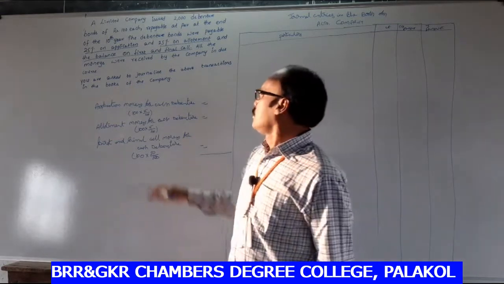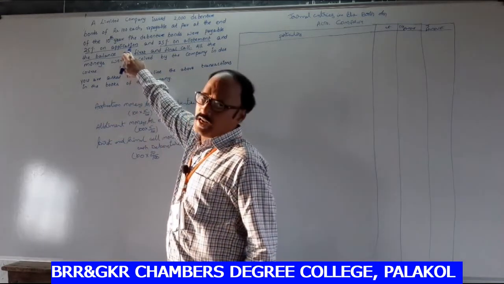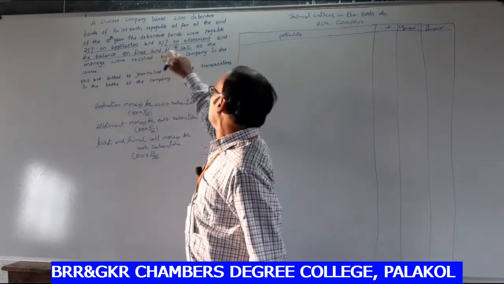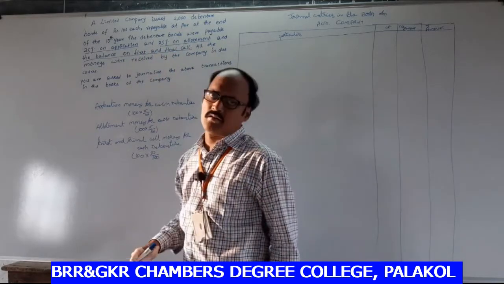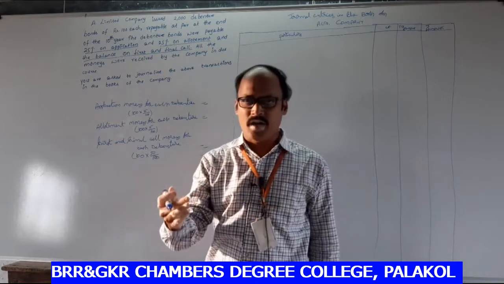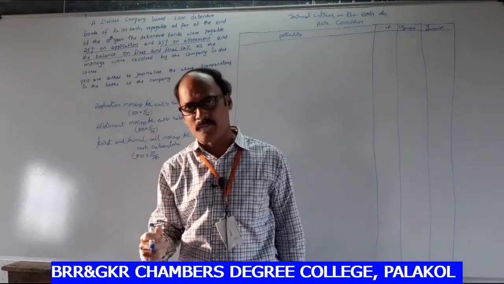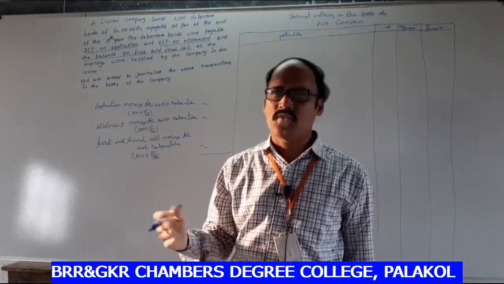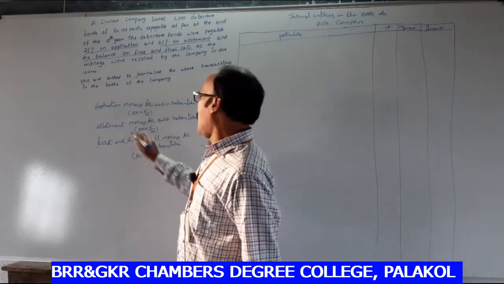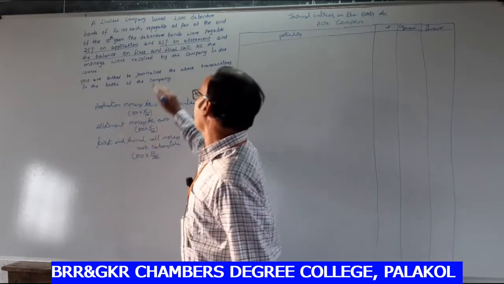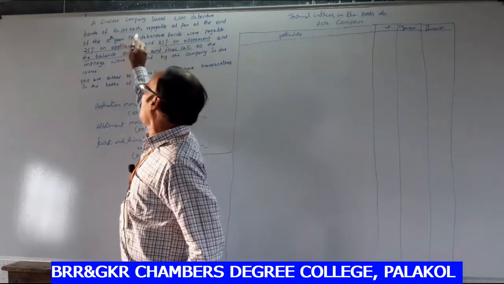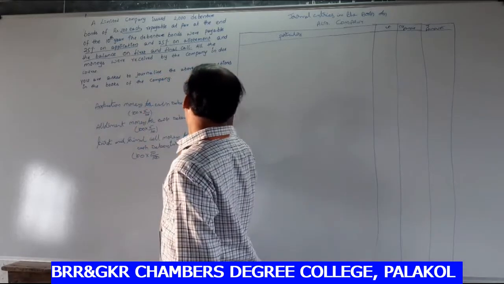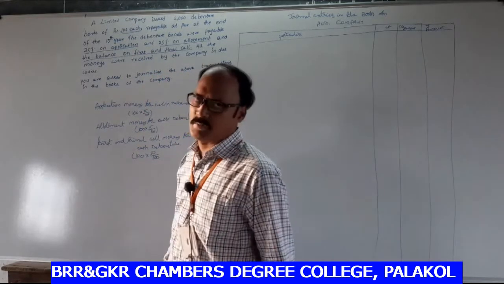First, look at the board please. 25% on application, 25% on allotment, and the balance on first and final call. Balance: 100 minus 25 minus 25 is equal to 50%. So the 50% amount is treated as first and final call. So the application money per each debenture: the actual value of each debenture is 100, 100 into 25%, that is rupees 25 application money per debenture.